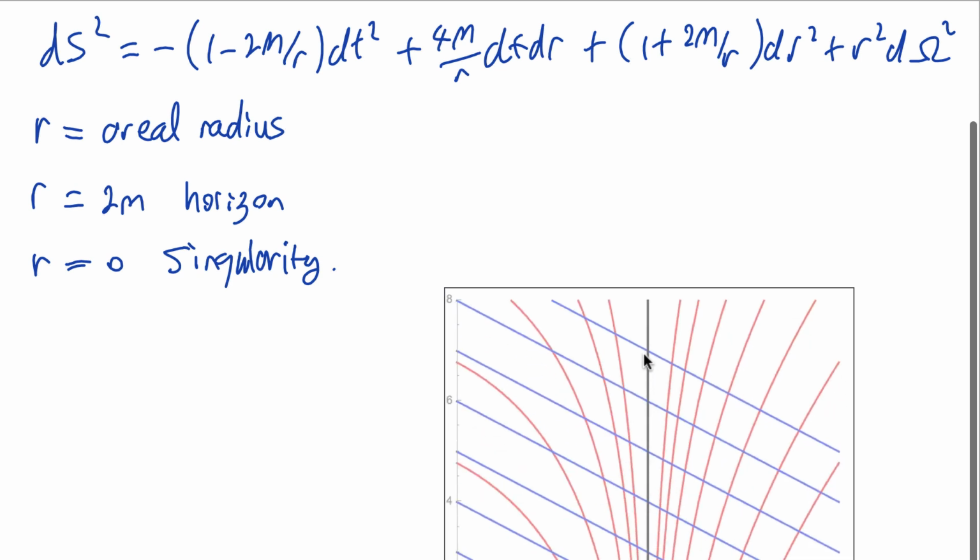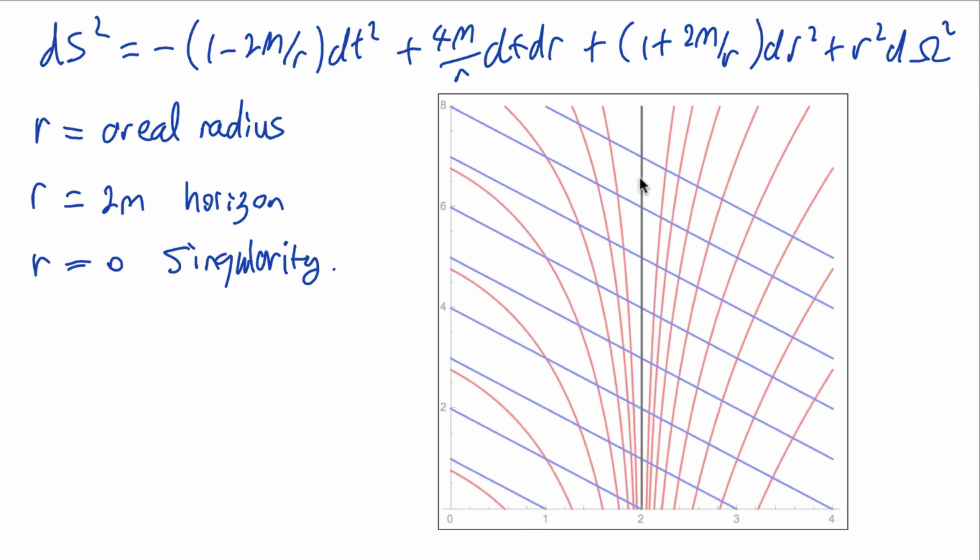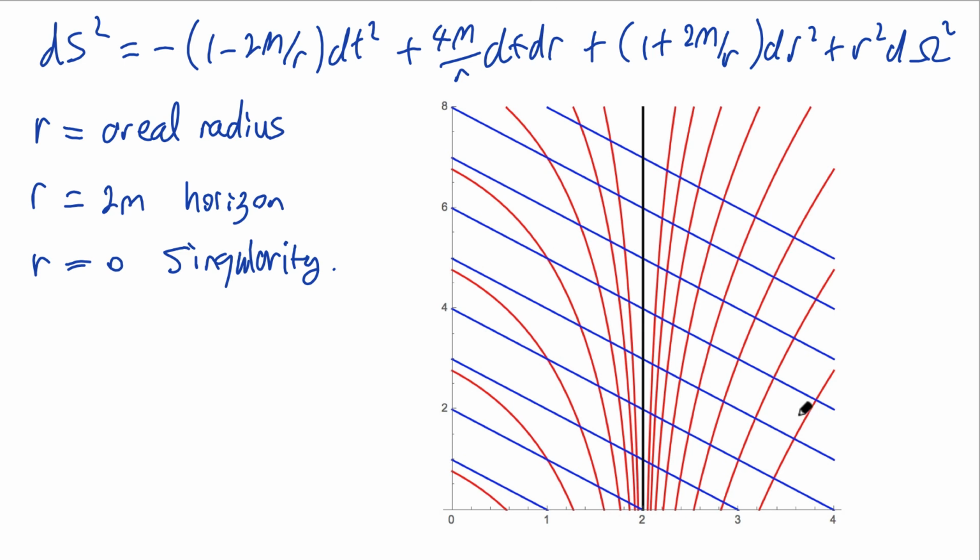So let me bring this plot in from the last lecture. This is a plot of the tr plane. The horizontal axis is the areal radius, and the vertical axis here is the t coordinate. The heavy black line is the horizon at 2m. And the singularity is at r equals 0, so I'm going to put a little squiggly line to remind ourselves that the curvature is infinite along r equals 0.